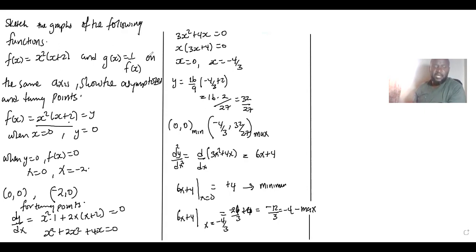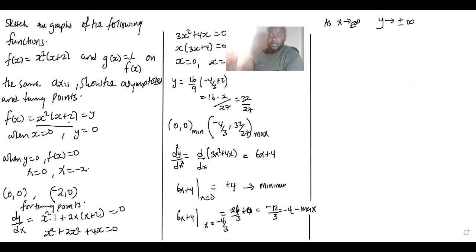Having gotten the neighborhood, we look at asymptotes, as x tends to infinity, whether y tends to positive or negative infinity. Because it is just one simple expression, it is not a fraction. Now, for the horizontal asymptotes, that is for the first curve, this one.